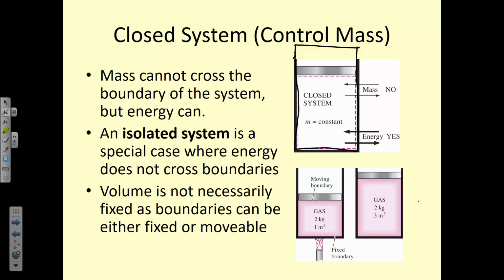Although mass cannot cross the boundary in a closed system, energy can. So heat and work can cross over the boundary of the system. And if there are no energy interactions and no mass crossing the boundary of the system, then we call it an isolated system. At first those seem like they're not that interesting to study, but there are some things dealing with entropy that make studying isolated systems very useful. Again, the volume's not necessarily fixed because, as in the case of a piston cylinder device, the boundary can move.